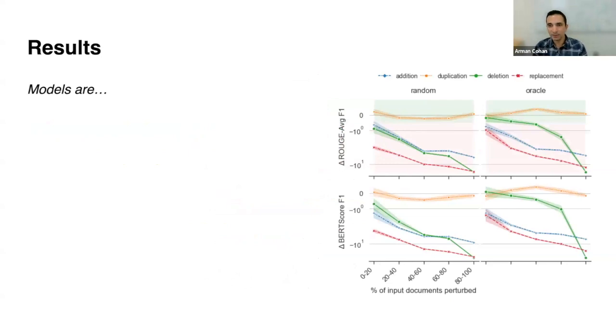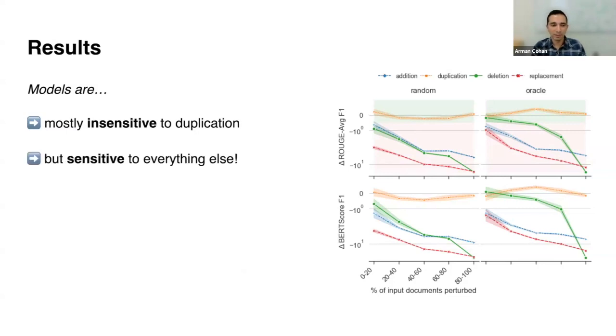And here are the results. Each color is showing a different type of perturbation. You can see that models are generally insensitive to duplication. So it doesn't matter if you, for example, give the model the same document multiple times. It is robust to this change. However, the models are sensitive to everything else. If you add more documents, if you delete some important documents, if you replace documents, all of them will result in declined performance in the model.